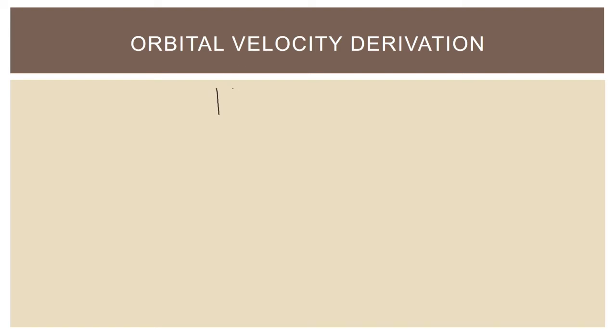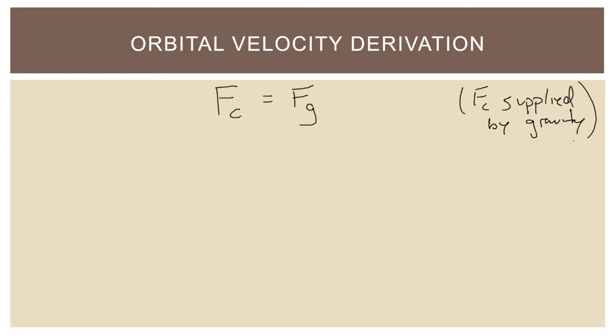As I mentioned, the main concept here is that the centripetal force is being supplied by the force of gravity. So we take those two things and set them equal to each other. I'm just going to write a little note off to the side, which is that Fc is supplied by gravity. It should be clear that the next move is to write down the equations for those things, because we know them. The equation for Fc is mv squared over r, and the equation for Fg is G m1 m2 over r squared.